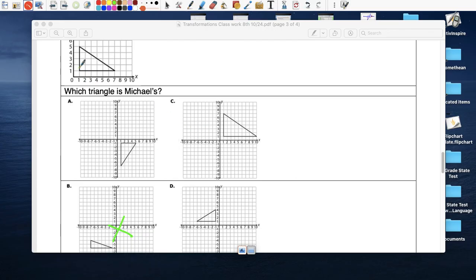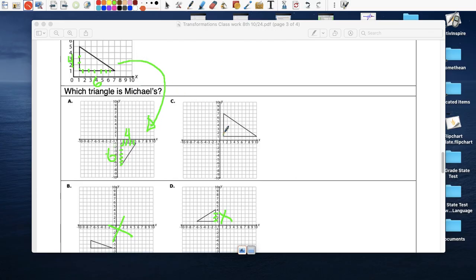So let's just put some numbers here. This one measures 1, 2, 3, 4. So this measures 4, and this one measures 1, 2, 3, 4, 5, 6. 4 and 6. Is there any triangle here that measures 4 and 6? 1, 2, 3. So this is out. This one measures 1, 2, 3, 4, and 1, 2, 3, 4, 5, 6. And there's our 4 and 6. This triangle is congruent to this triangle.